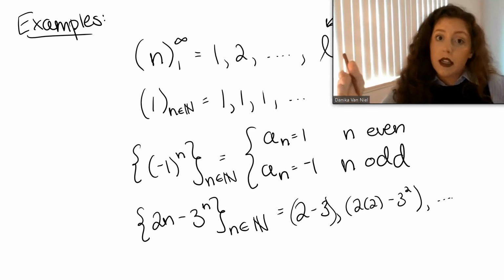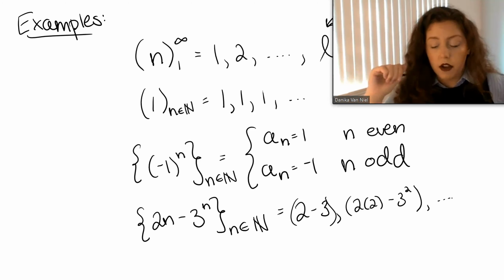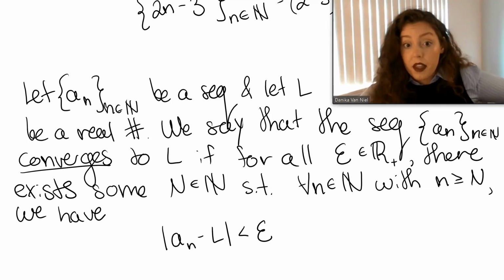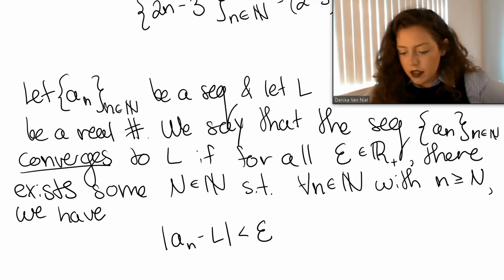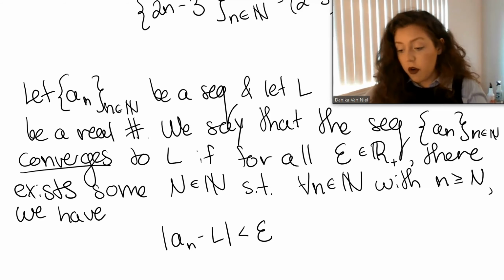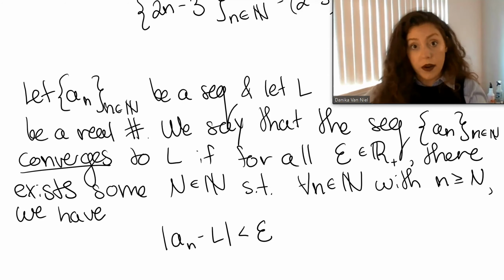Okay, so now let's introduce the definition of converges. This is a very long definition, I understand. Basically, we let (a_n) form a sequence, and we let L be a real number. So L is kind of our secret way of saying that that's our limit, okay?